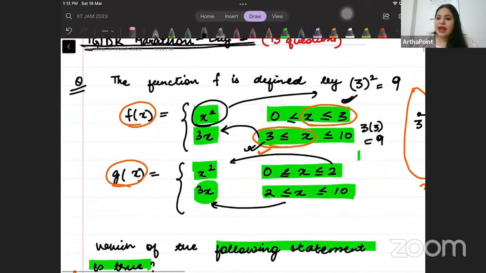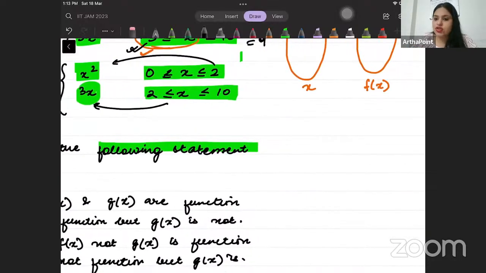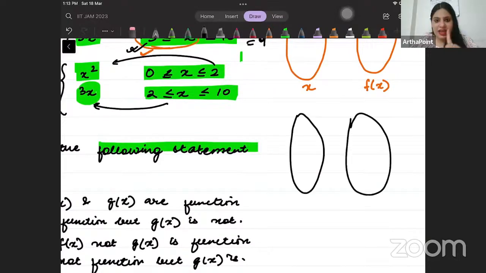But now look at the second one and see whether this satisfies the definition of a function or not. Again, there is only one x which gets repeated. What is that x? 2. You see that x equal to 2 comes here also.